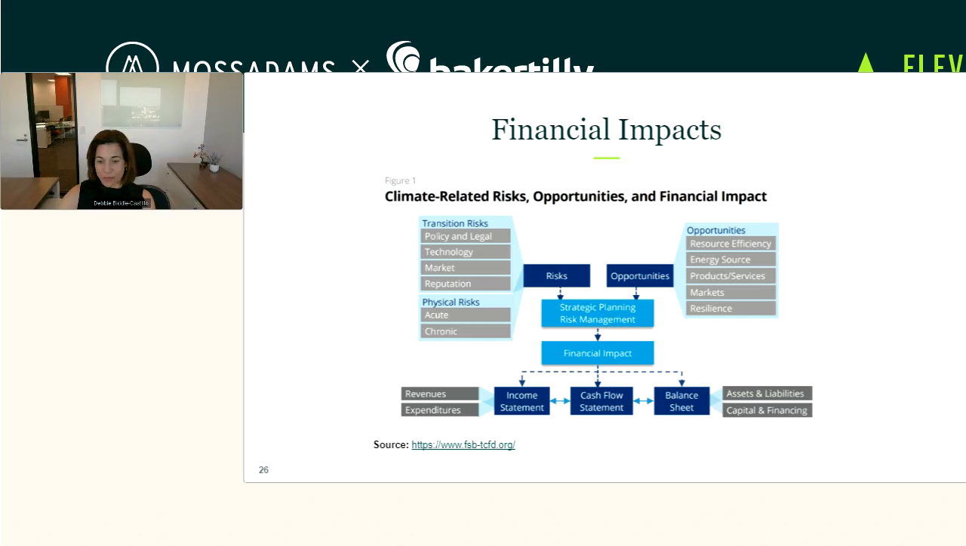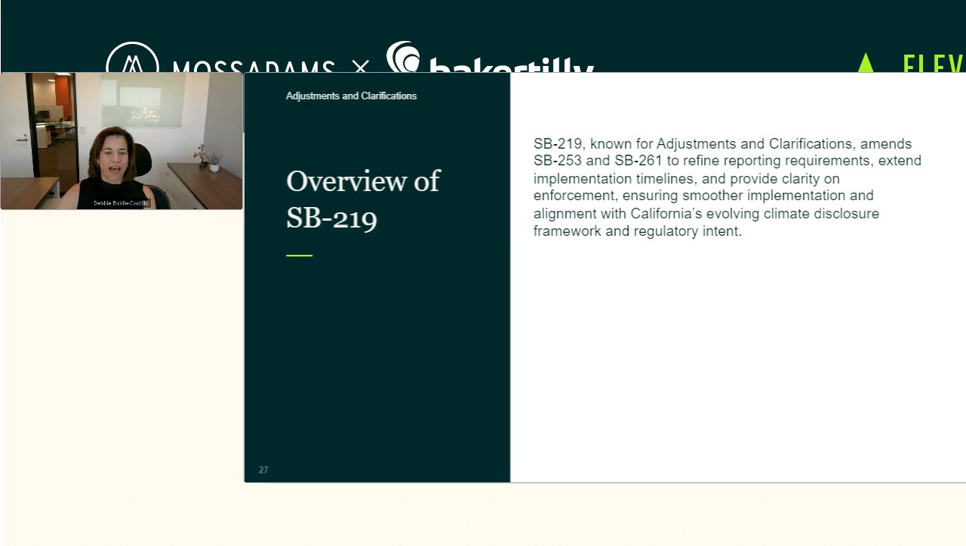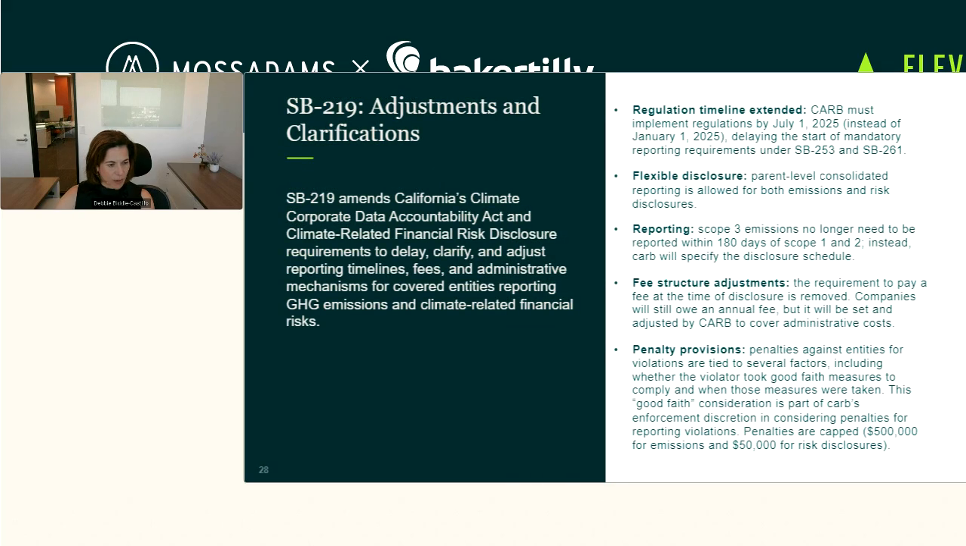Thanks, Maddie. Okay, so we are going to move on now to SB 219. You may have heard of it and you're wondering what it is. SB 219 is sort of adjustments and clarification. So it's amendments to SB 253 and 261. I'm going to go through the detail of these. Some of this is repetitive, so I'm not going to go into everything, but I think it is a good reminder of some of the key pieces that we've been talking about.